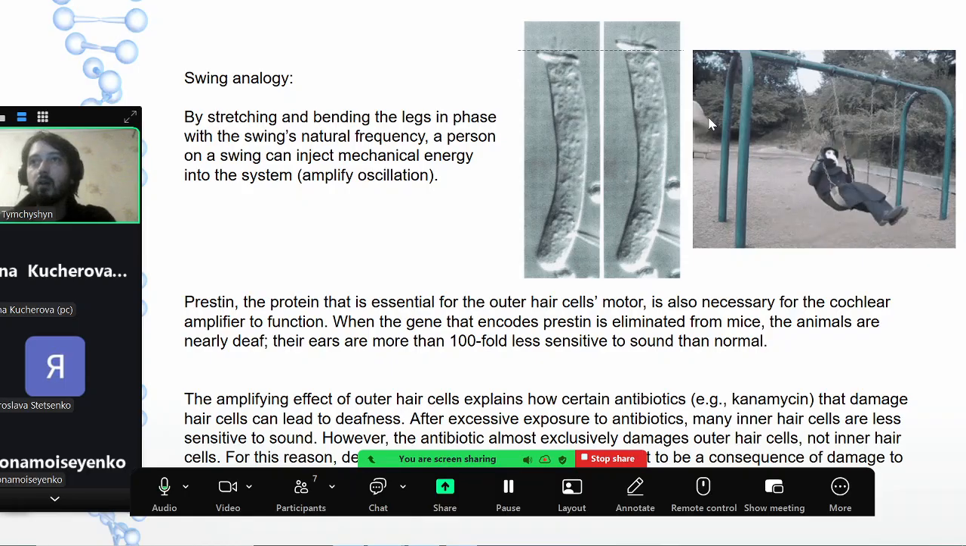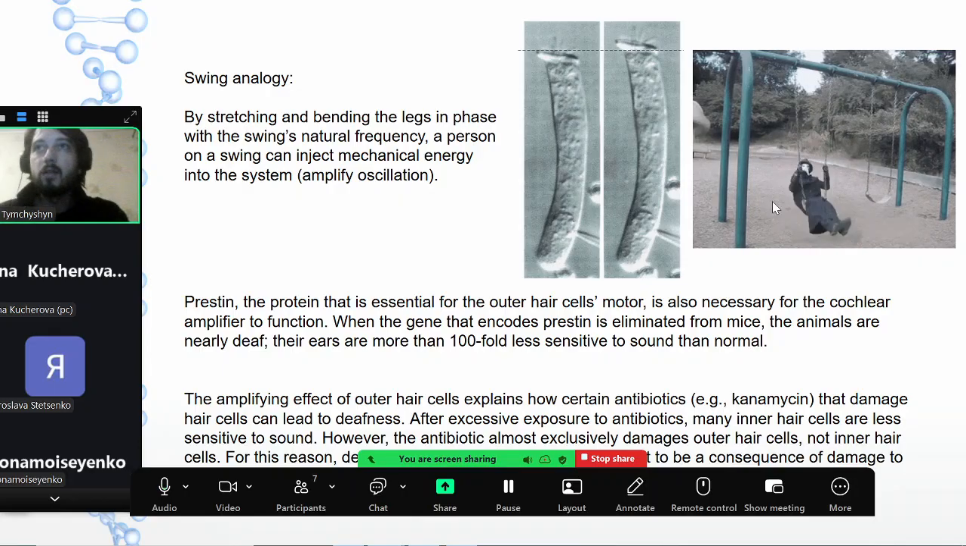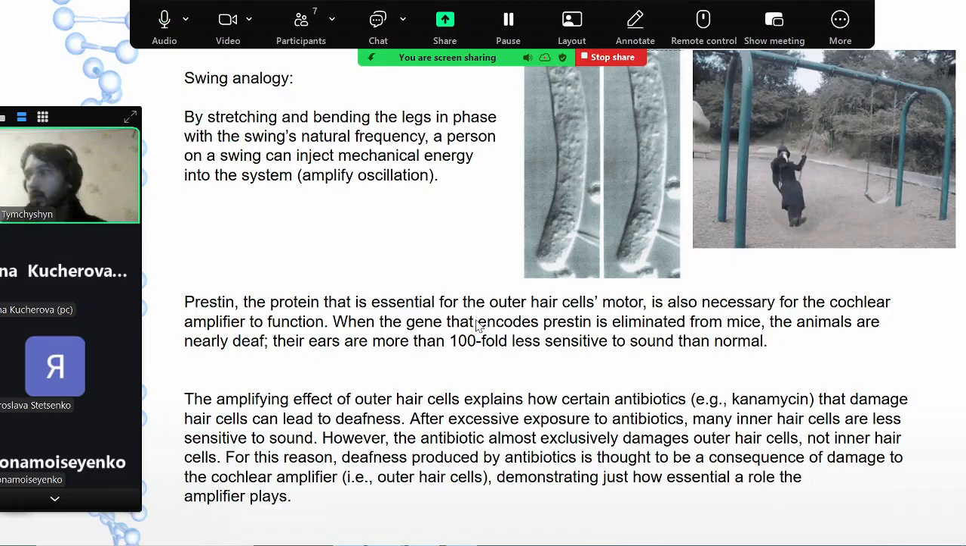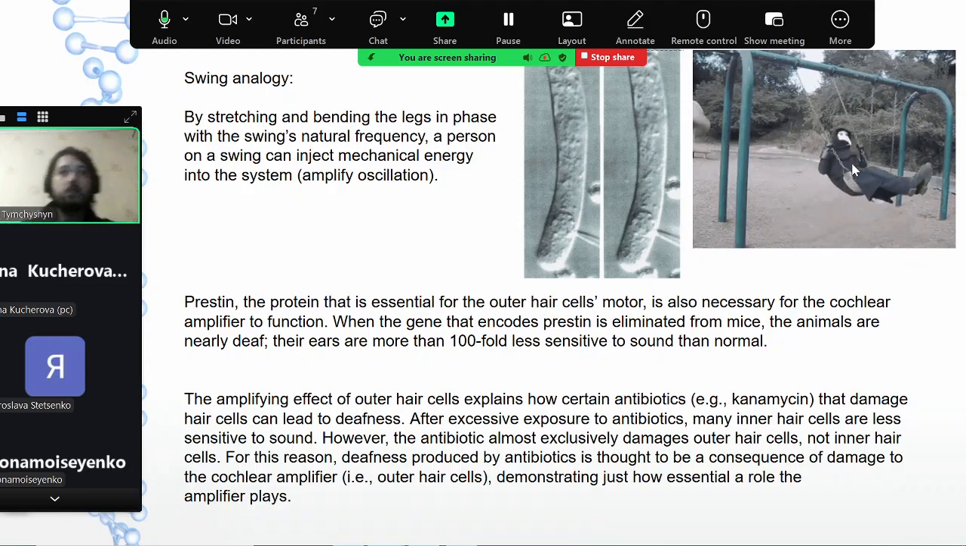So here you see how someone is injecting some energy into the swing, because of course it is lost due to some friction in the swing, some interaction with the air, so we're not living in a vacuum. And of course you need to add mechanical energy continuously so that it does not stop, and this mechanical energy is basically added with these sorts of actions. So you are making something longer and shorter in tact with the movement of the swing.